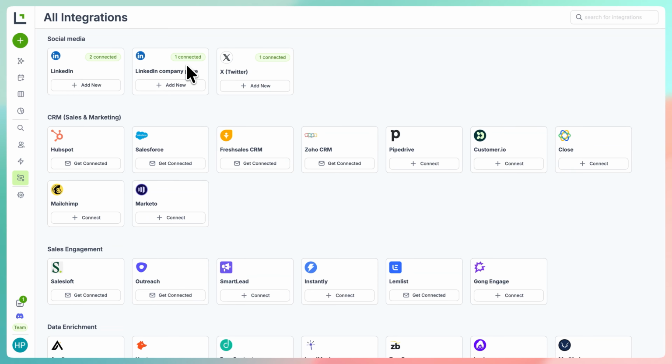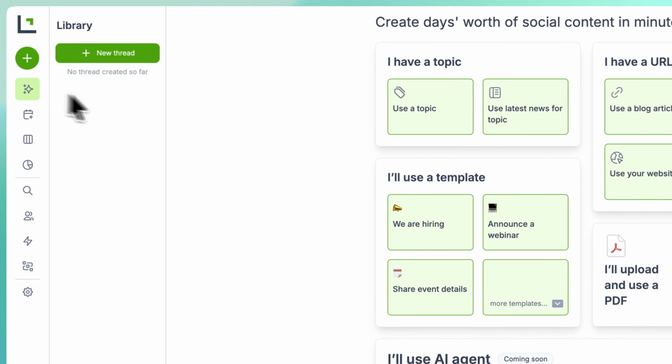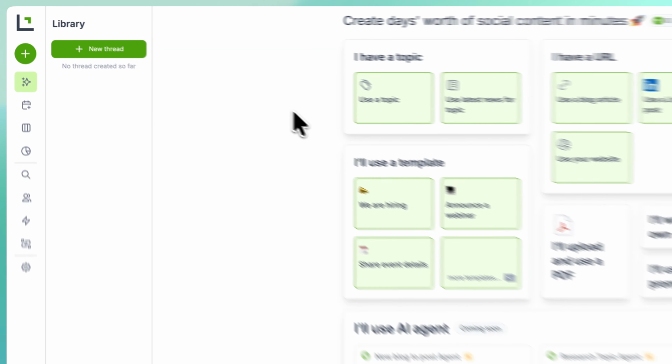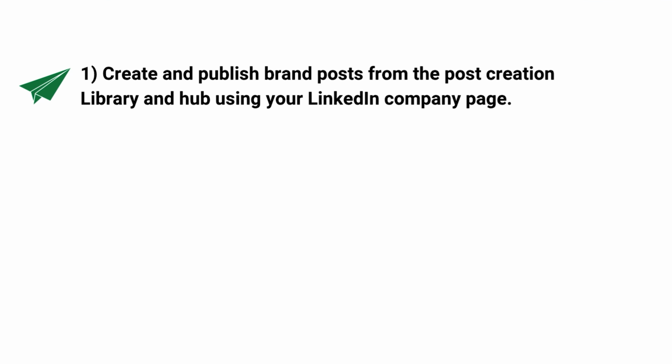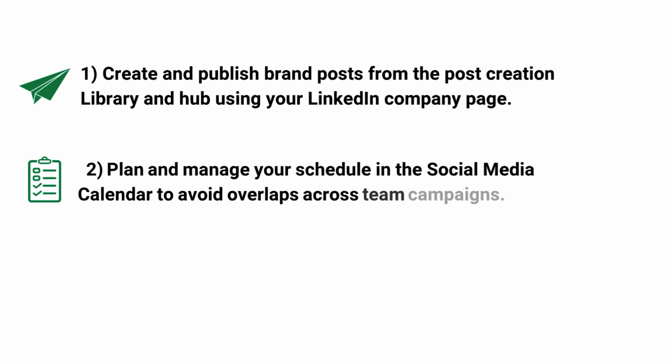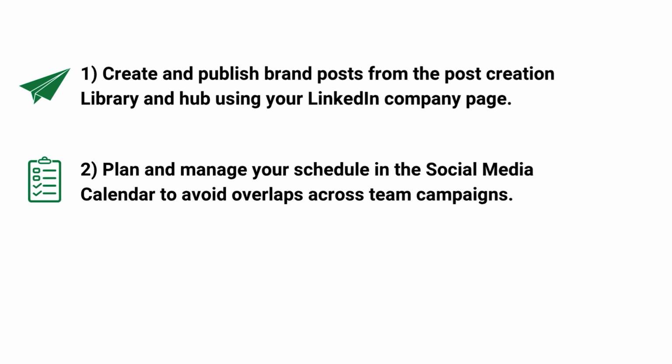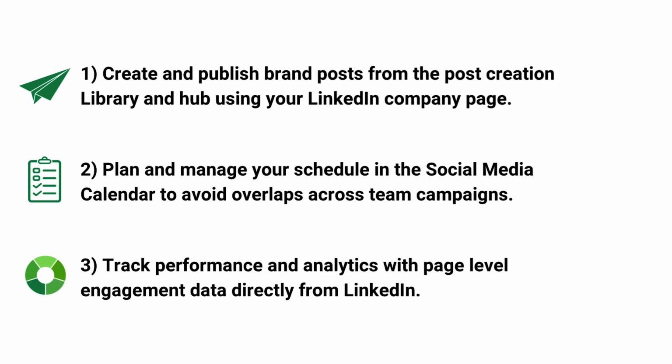Now that your company page is connected, you can do 3 things in Highperformr AI. Number 1. Create and publish brand posts from the Post Creation Library and Hub using your LinkedIn company page. Number 2. Plan and manage your schedule in the social media calendar to avoid overlaps across team campaigns. Number 3. Track performance in analytics with page-level engagement data directly pulled from LinkedIn.